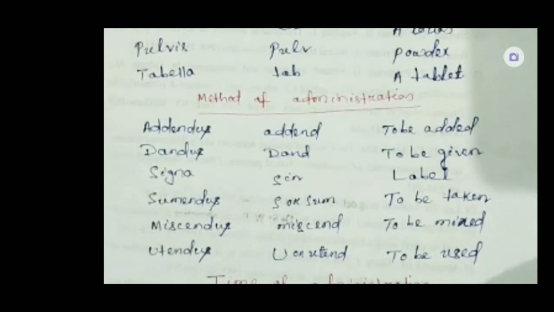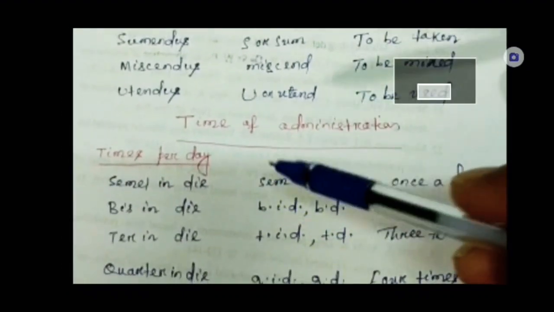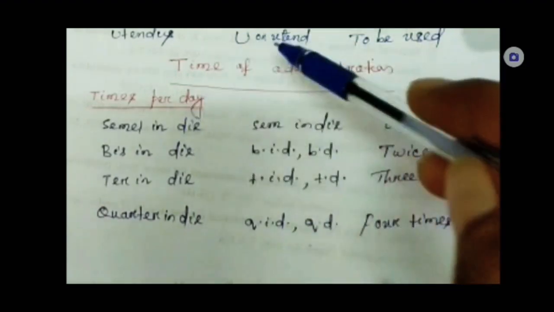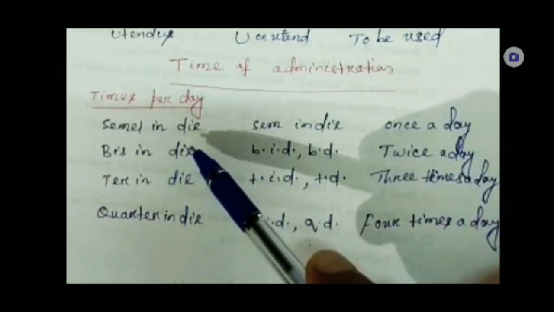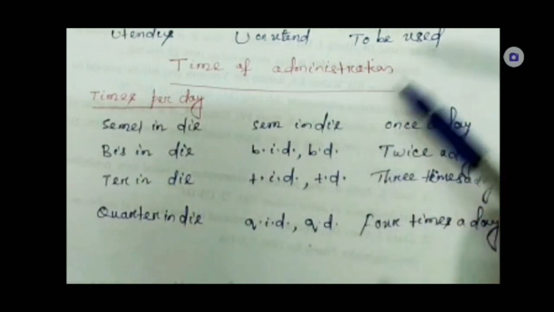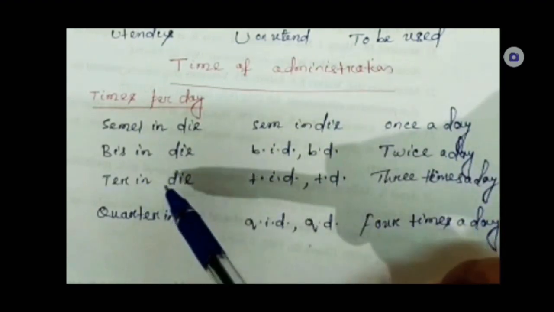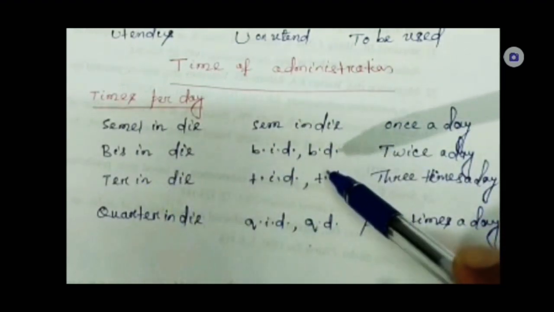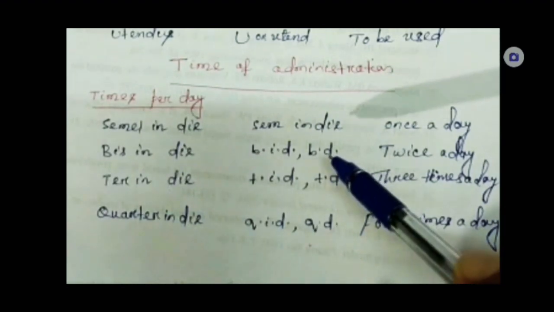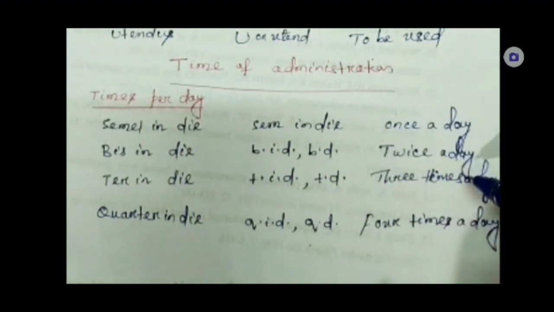Likewise, time of administration. Different times of day are there, and the different abbreviations have their meanings in English. Times per day: semel in die, the Latin term, the abbreviation is SID. Its meaning in English is once a day. Likewise, bis in die, BID or BD. If it is written BD, we have to understand it is bis in die, the Latin term, and its meaning in English is twice a day.